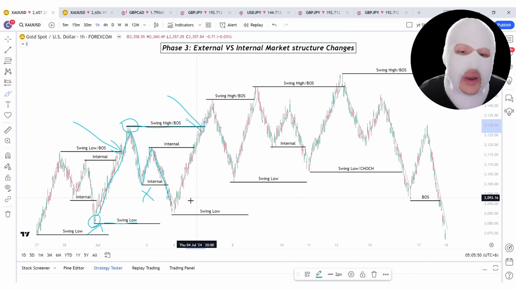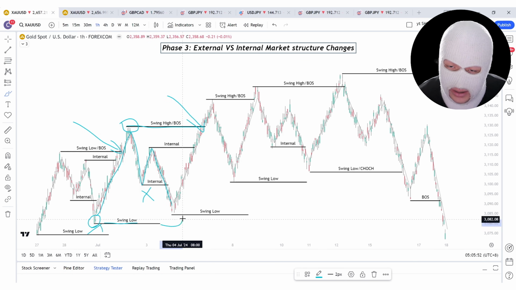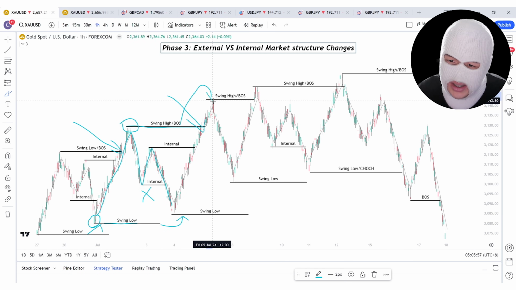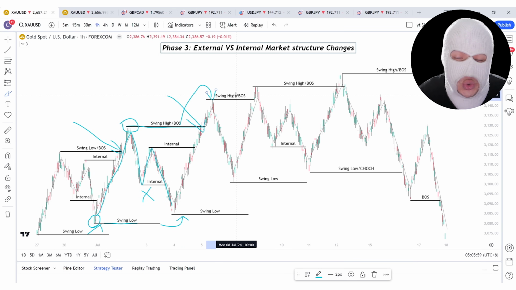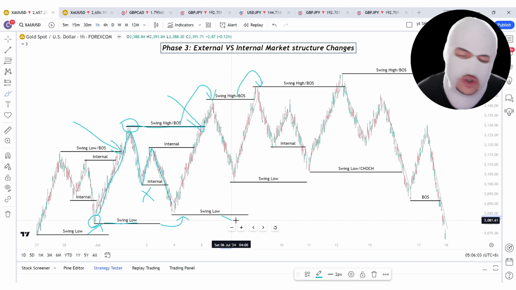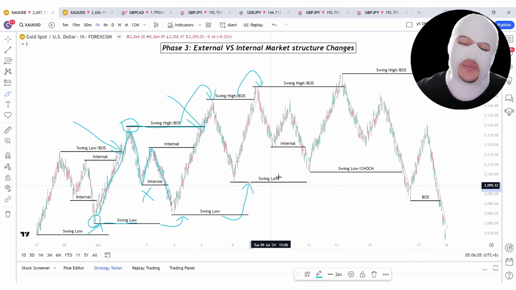Our external high range now shifts upwards once again, from here to here. And then until the next high breaks, all we've got to do is just follow this framework. Just rinse and repeat it until we stop creating and breaking past previous highs.